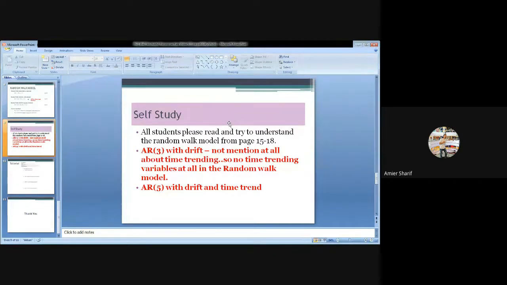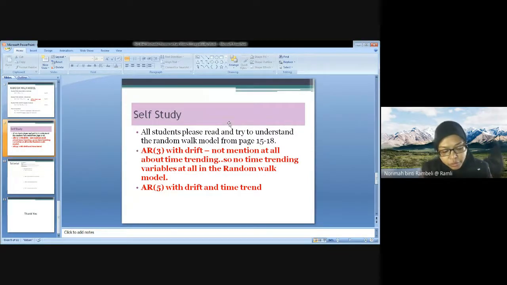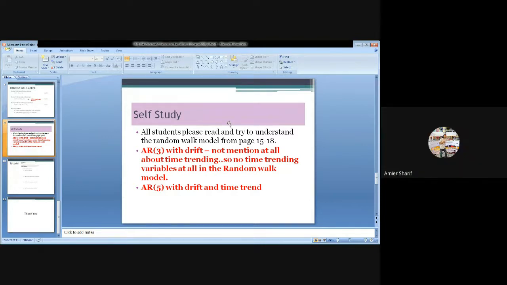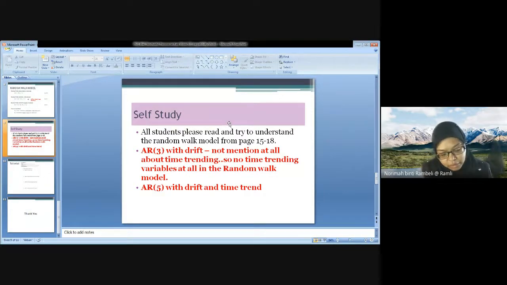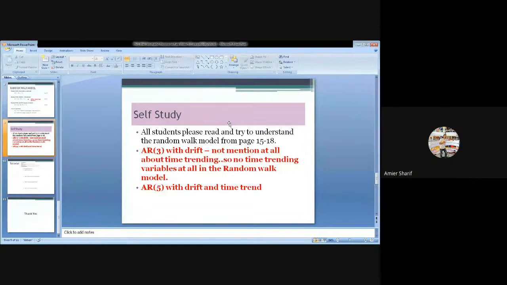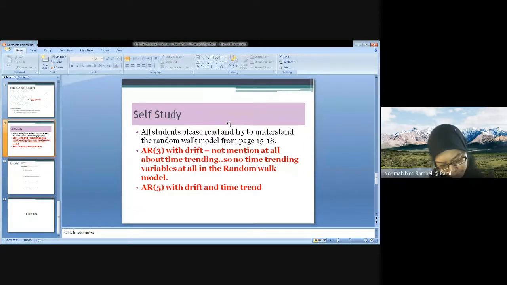Yang beta awal tu, yang kita letak tu ikut pada kita nak letak berapa? Meaning that you want to put beta 0 or beta 1, something like that. Sebab macam AR3 kan kita letak beta 1 je. Beta 3. Okay, this is AR3. Okay, this one is AR5, right? With time trend, right?